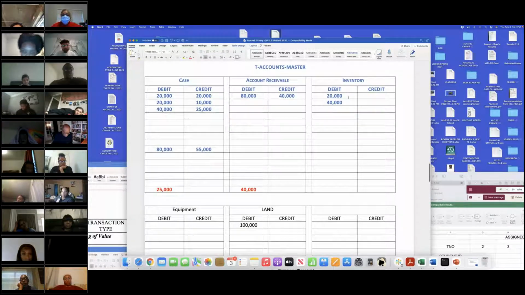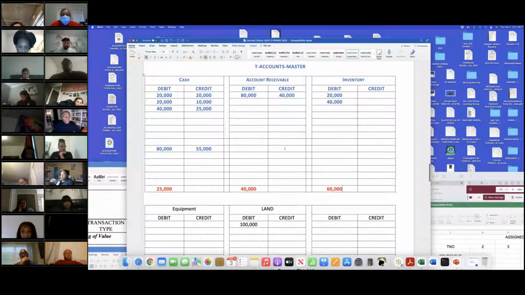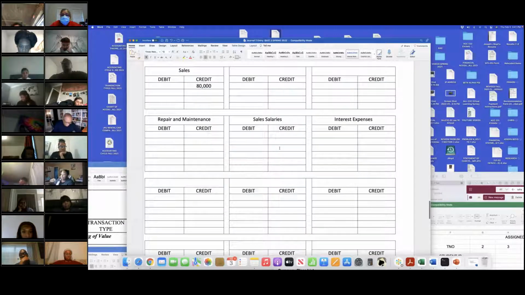We next have inventory, which is how much? 60,000. So we're going to go to inventory. It's on the debit side. We're going to put 60,000 here.